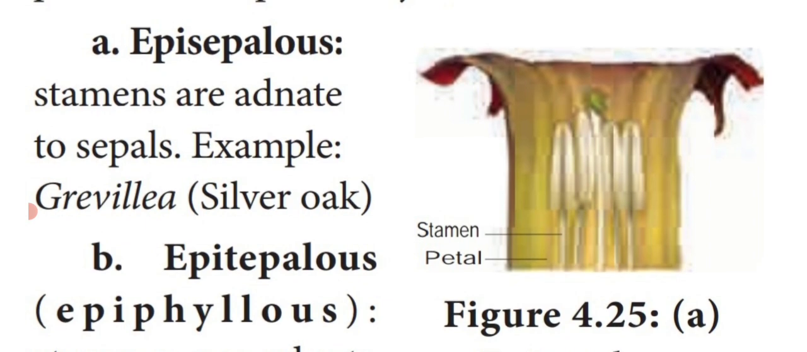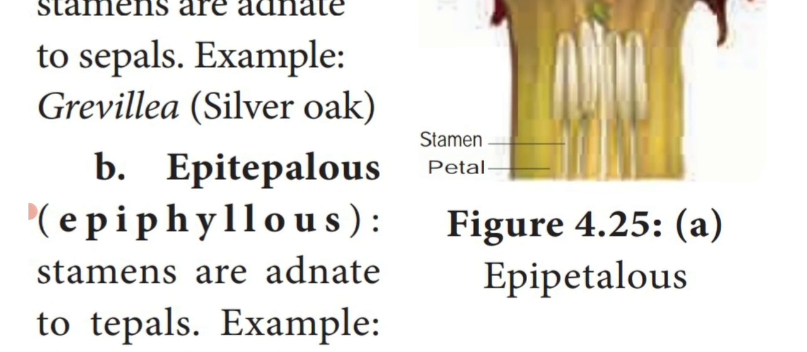Dear students, see the diagram. The yellow color portion is said to be the petal of a flower, that is datura, ummatham. Then at the center, the pale yellow or white color is said to be the anther lobe with the filaments. So these anther lobes and filaments, which are attached to the petal of a flower, are known as epipetalous stamen.